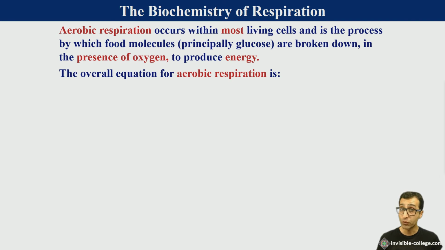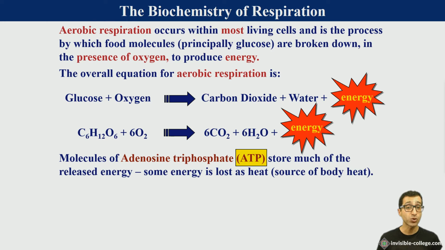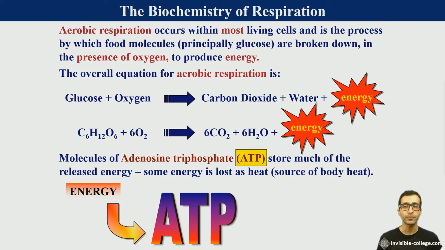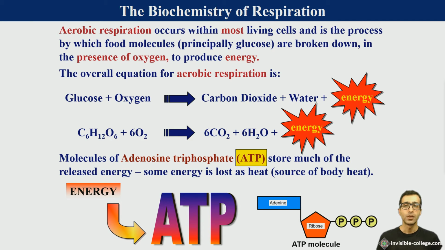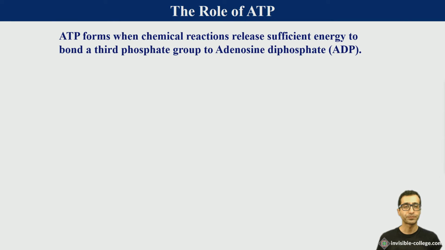Now again, the overall equation for aerobic respiration that you're familiar with is this, but as we saw, this is actually a gross simplification of a multi-step process that occurs within cells. Molecules of ATP store much of the released energy, and some of the energy released is lost as wasted heat. This is actually the source of body heat in mammals, for example. We mentioned the role of ATP, so I'm going to skip past this.